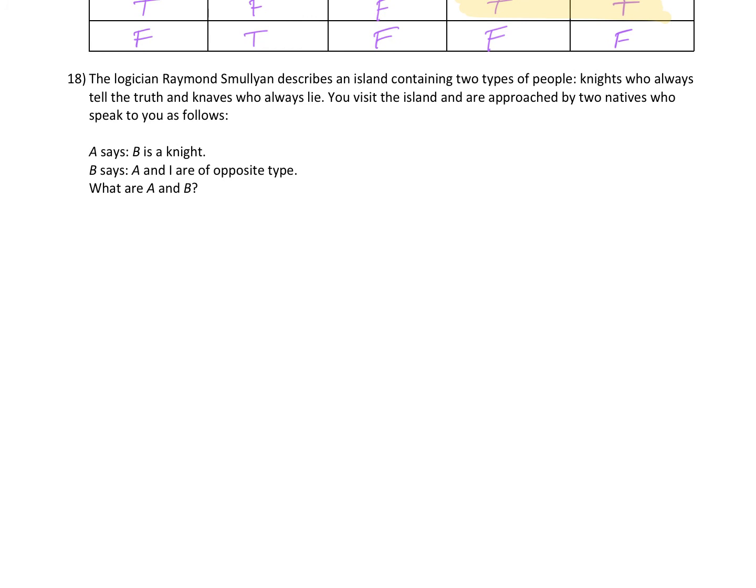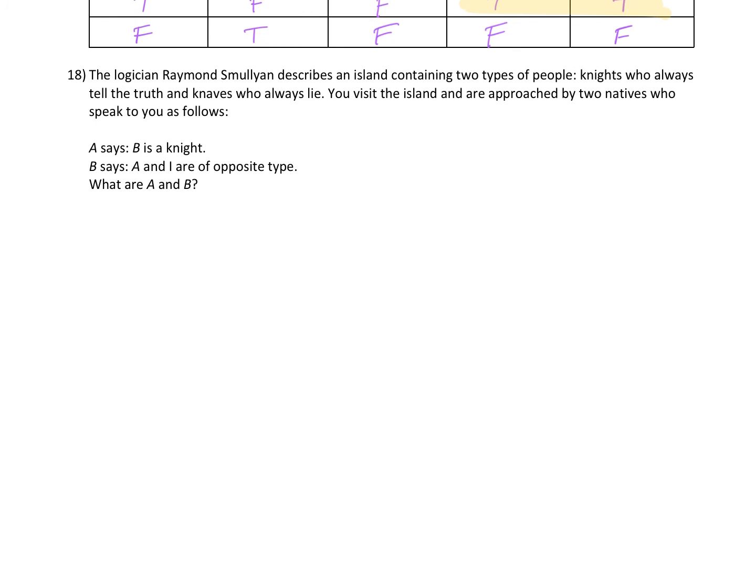So here's a little fun example. A famous logician describes an island containing two types of people, knights who always tell the truth and knaves who always lie. You visit the island and are approached by two natives who speak to you as follows. A says, B is a knight. B says, A and I are of opposite type. What are A and B?